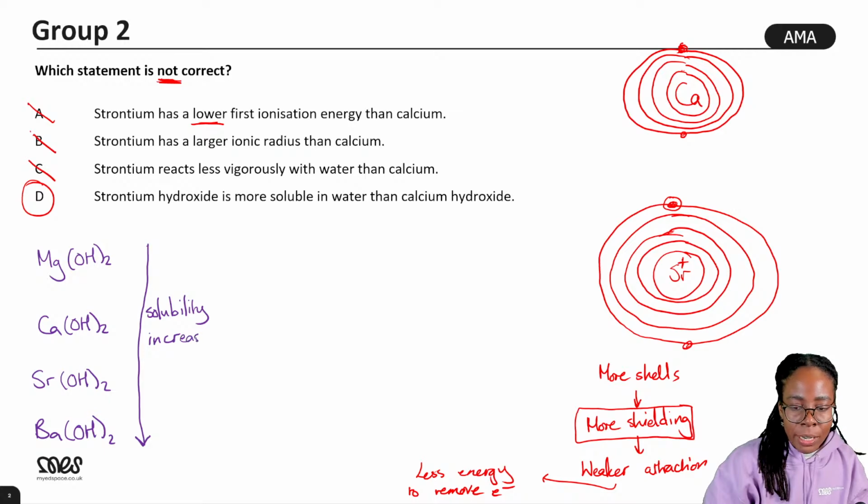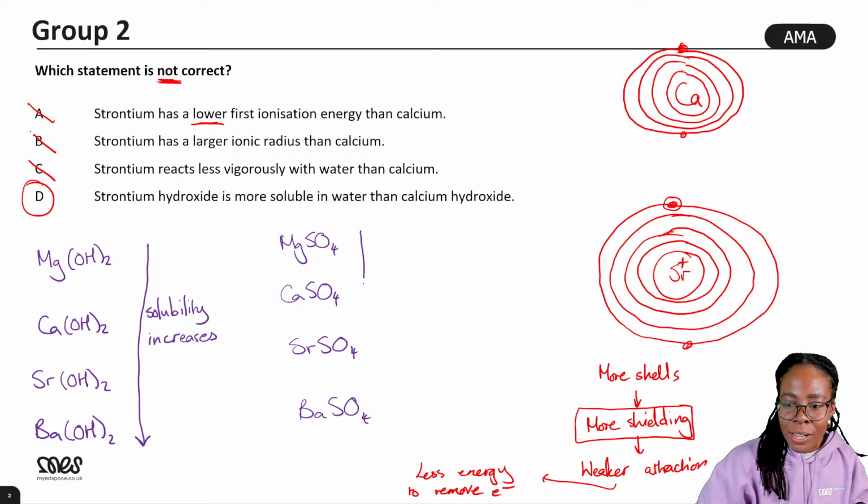Absolutely, Chinwendu. And it's vice versa for our sulfates. So magnesium sulfate, calcium sulfate, strontium sulfate, barium sulfate. For our sulfates, the solubility decreases.